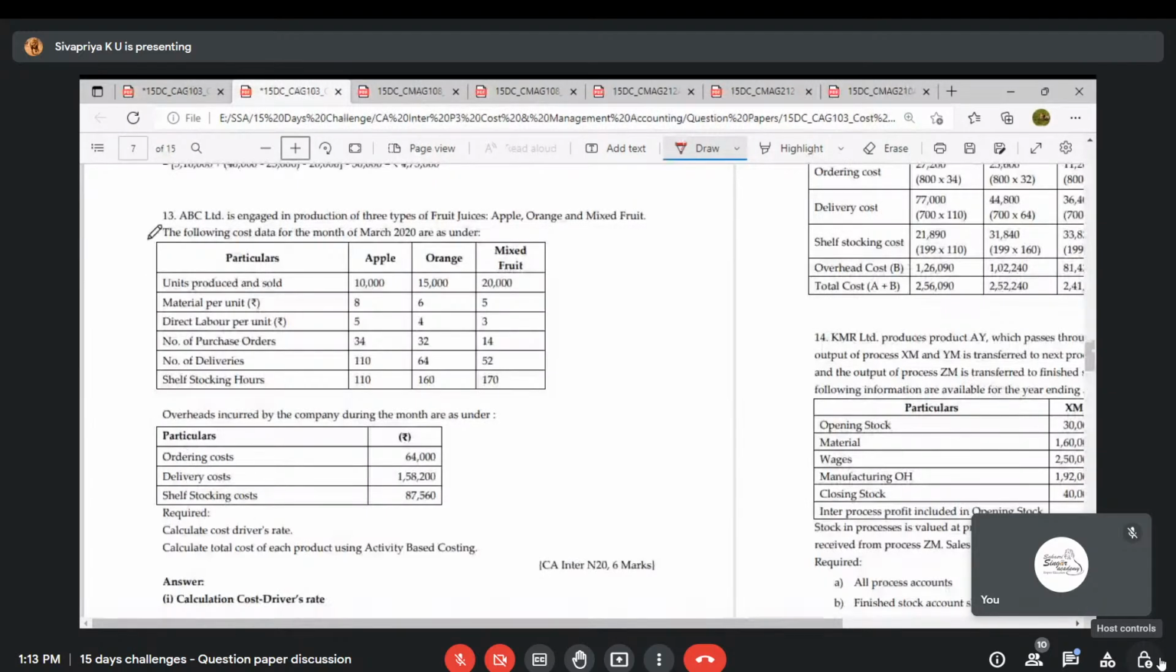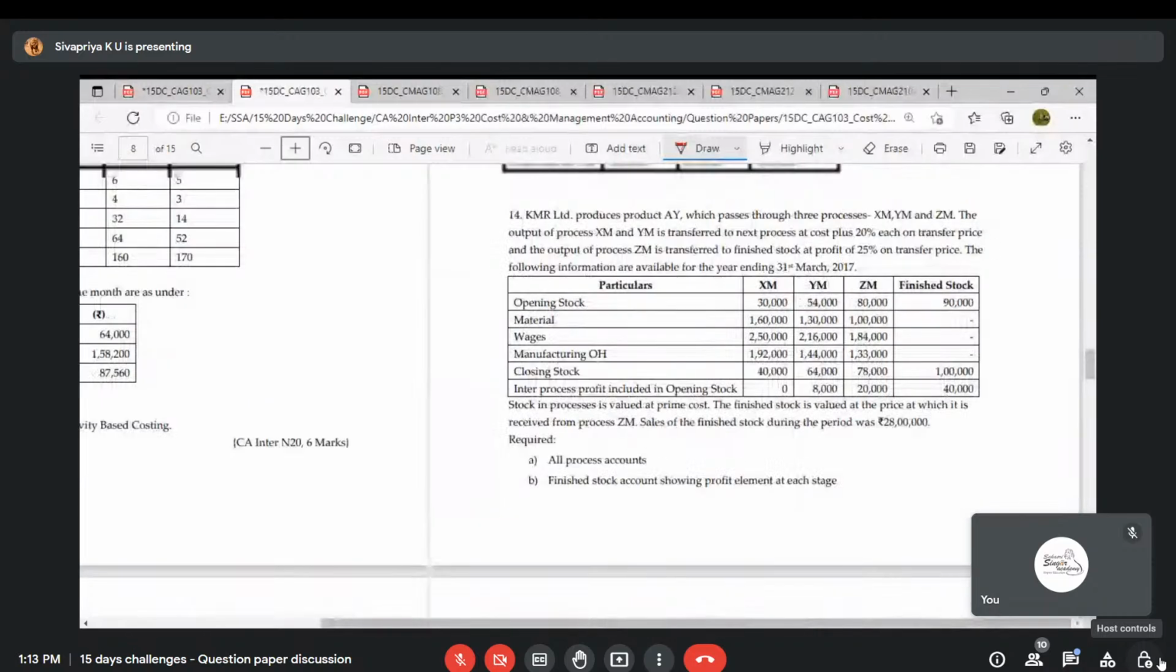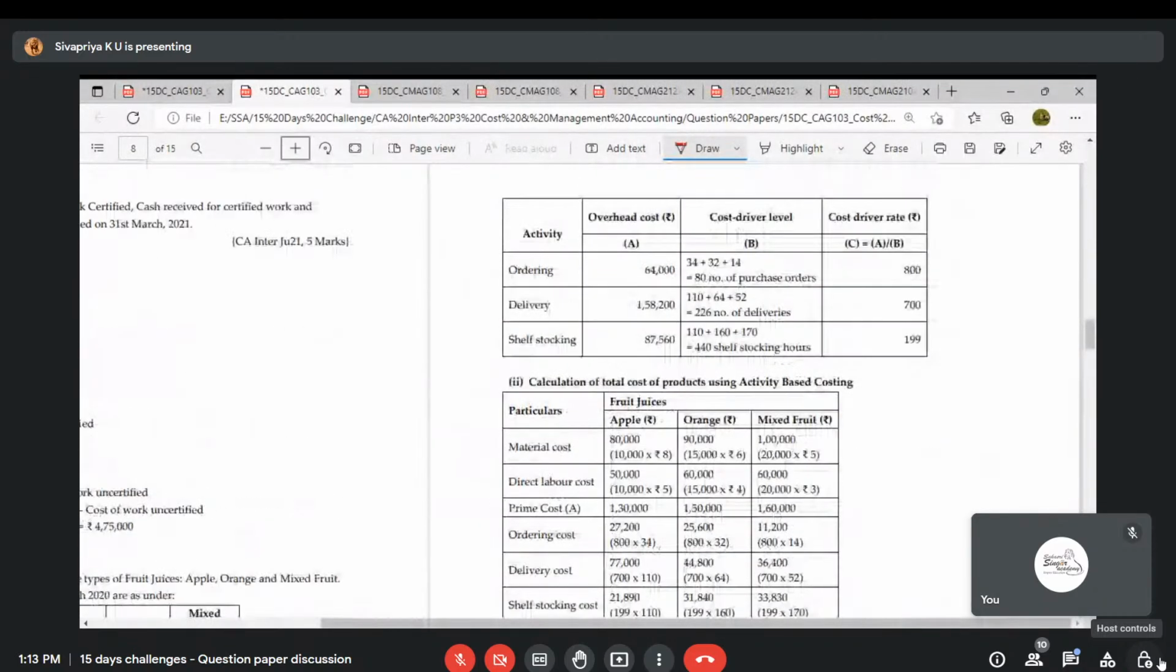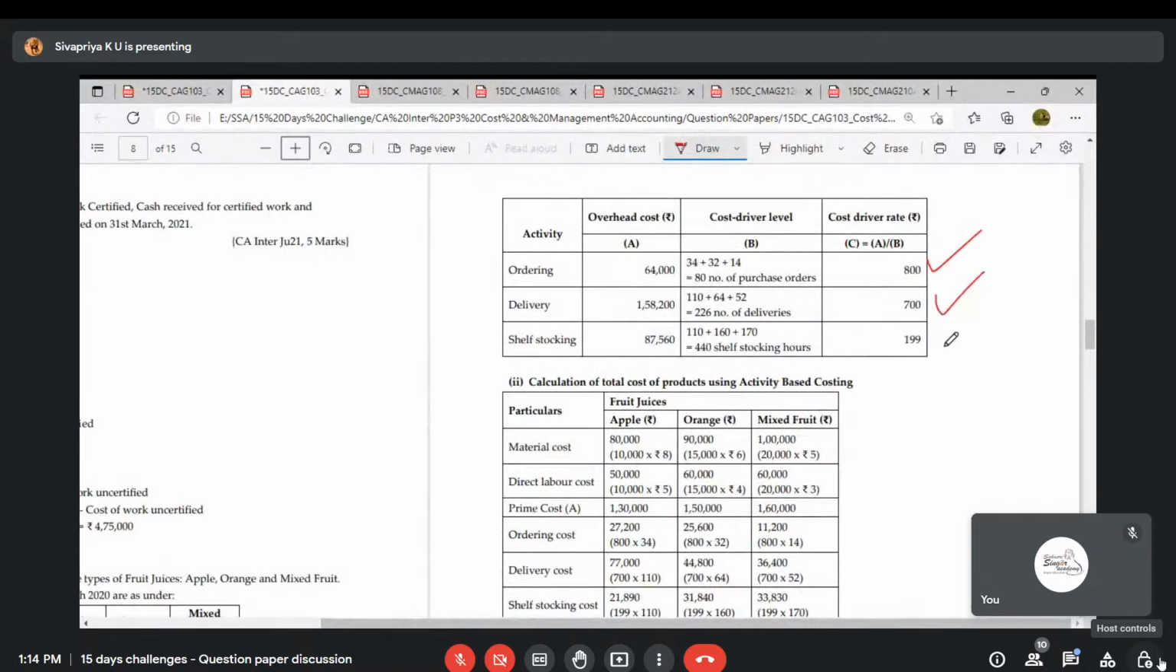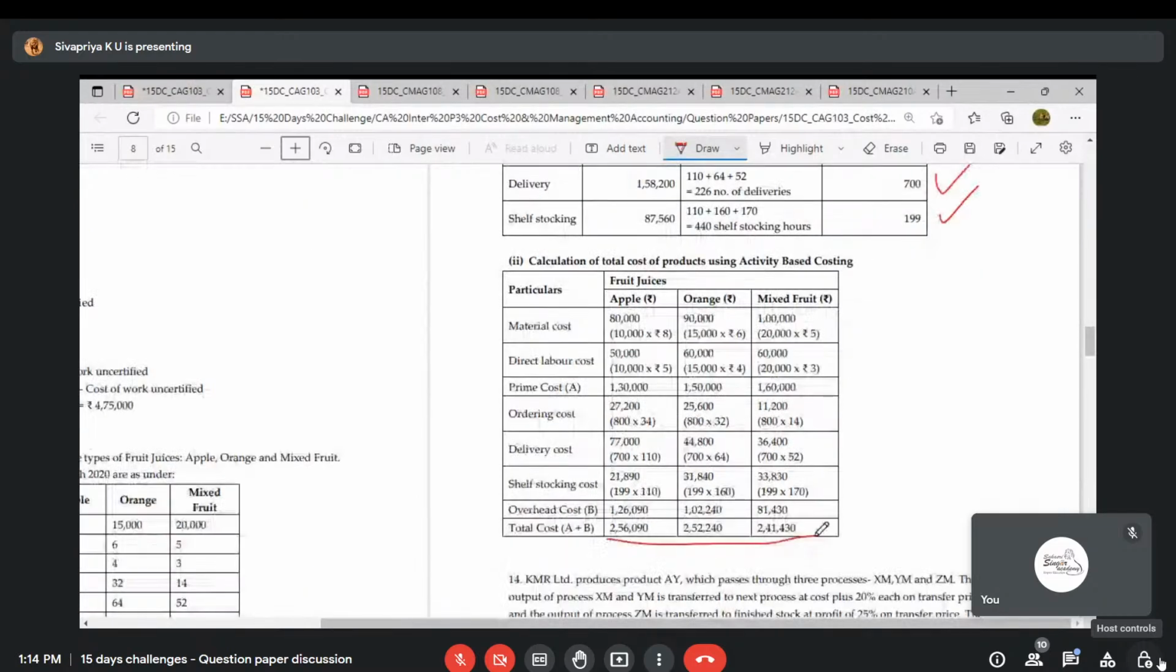Question number 13. This is activity based costing. One, you have to calculate the cost driver rate and then calculate the total cost using activity based costing. This has already come in a test for us. Repeatedly asked. So the answer is cost driver rate for ordering 800, delivery 700, self-stocking 199, and you have to compute the total cost. This is the total cost.